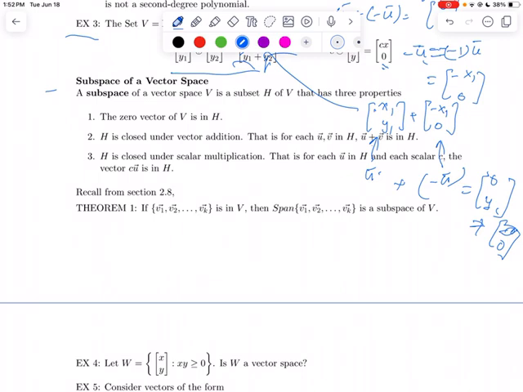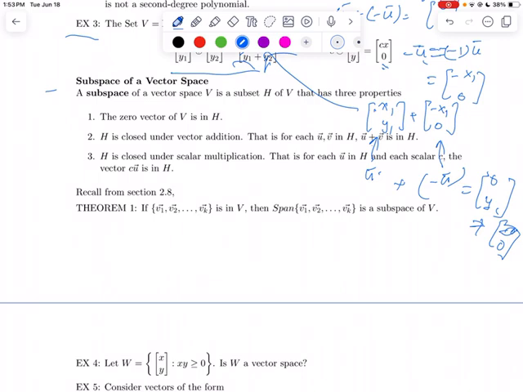So the set V is a vector space, and we are taking a smaller set inside that big set V. If H satisfies these three properties, first, the 0 of V is in H, so the 0 vector must be in H. Second, if you pick any two vectors and add them, the resultant vector is in H. And if you pick any vector and multiply it by any real number, the vector is still in the set, then we say that the smaller set H is a subspace.